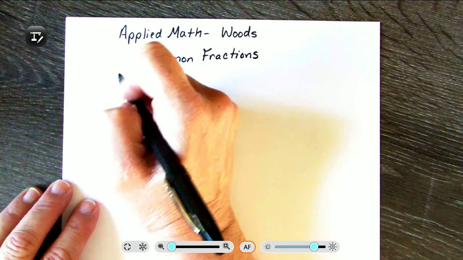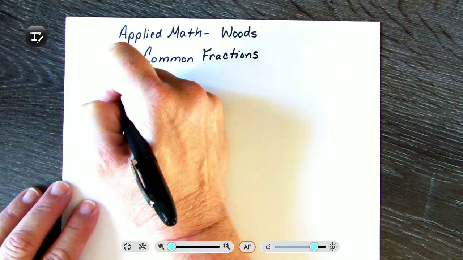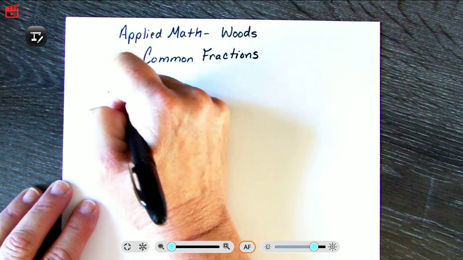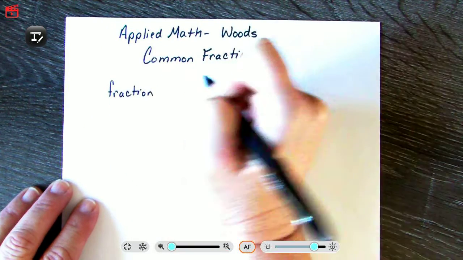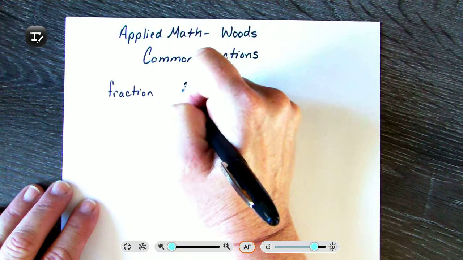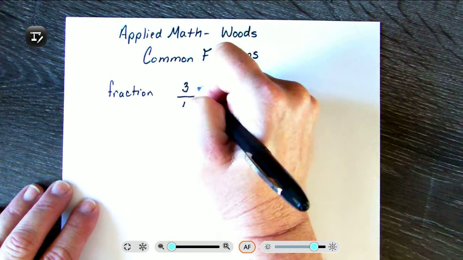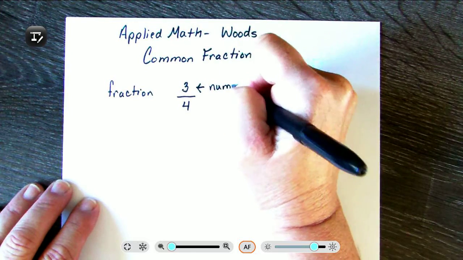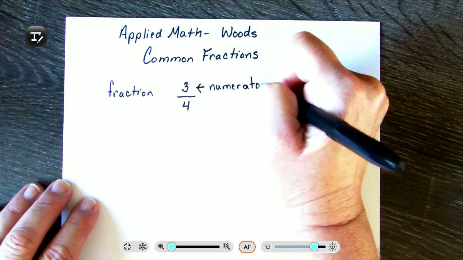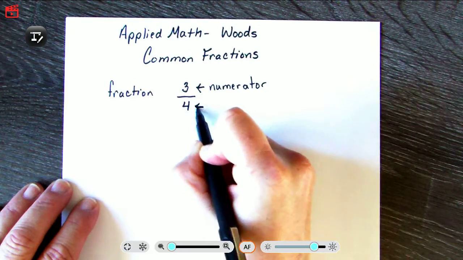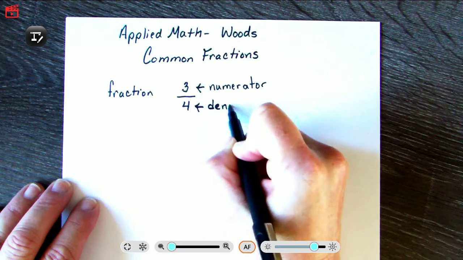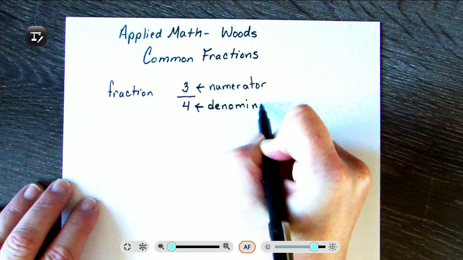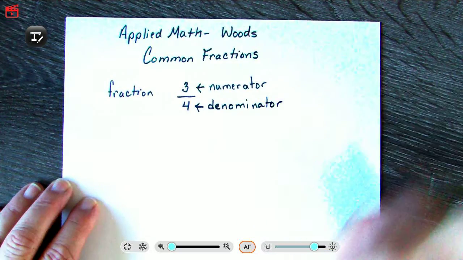So just to remind us of some things, a fraction, first of all, has what we call the top number. So I'm just going to write 3/4. That top number is referred to as the numerator, and the bottom number is referred to as the denominator. Hopefully I spelled this right.